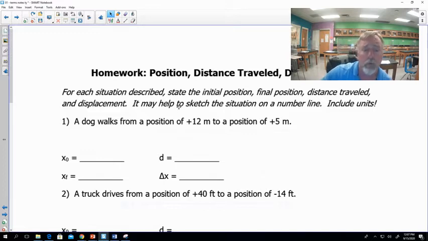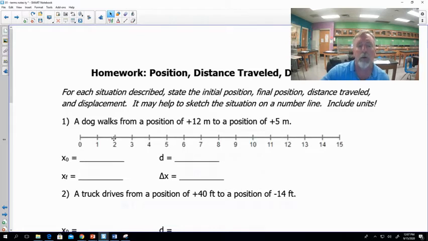Now, the instructions also suggest that it might help to sketch a number line and include our units as well. Remember, we don't want to have naked numbers. Every number should have a unit. So let's start off and let's draw our number line. There's our number line.